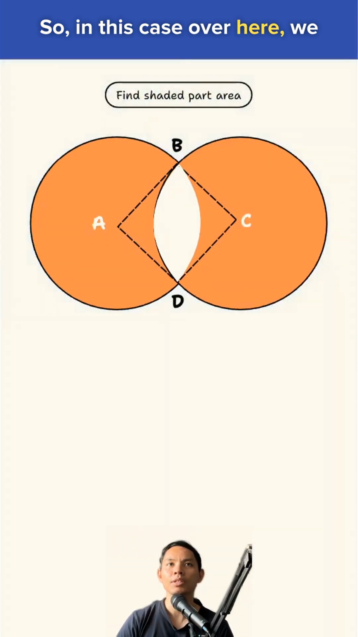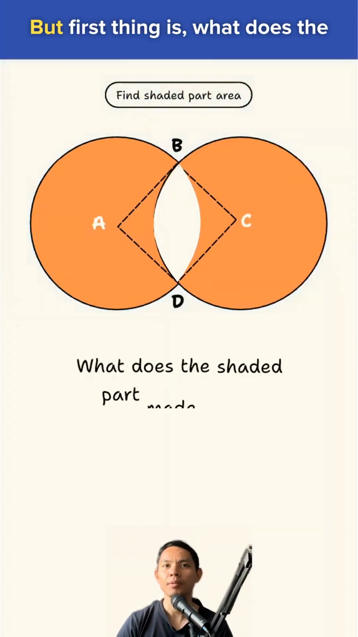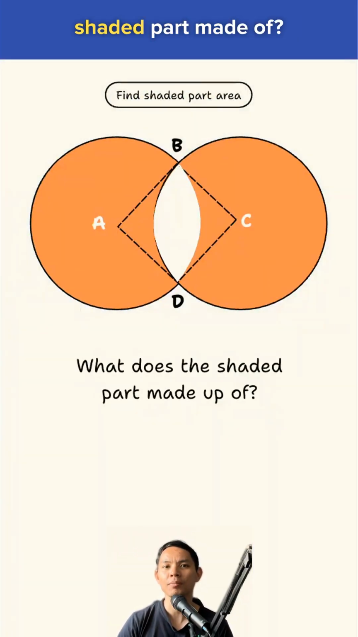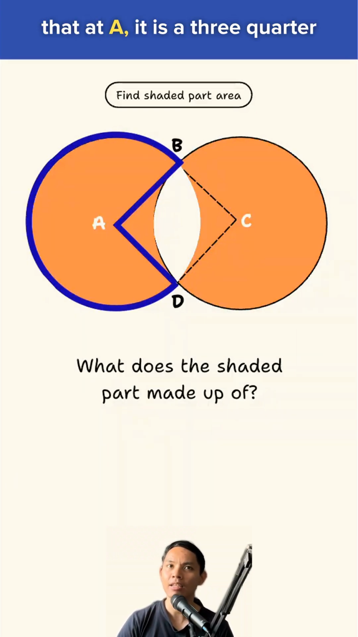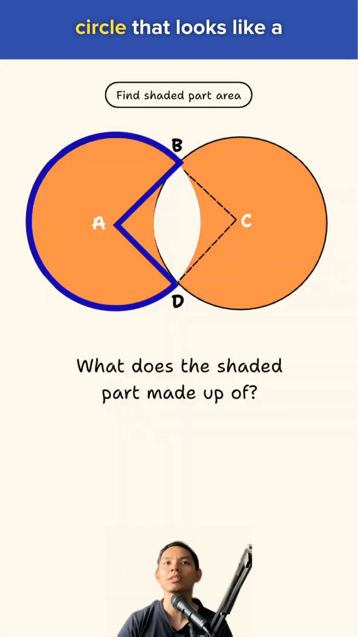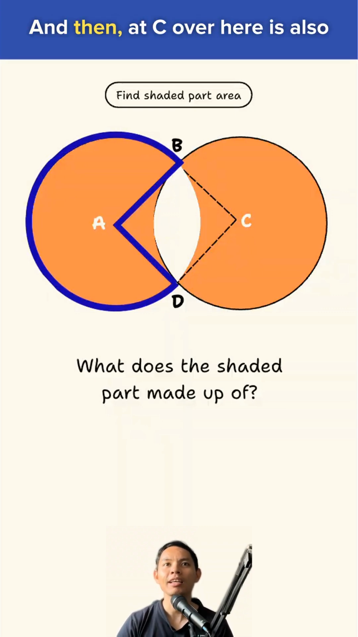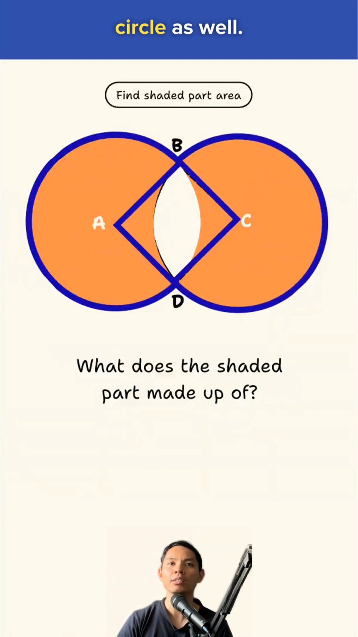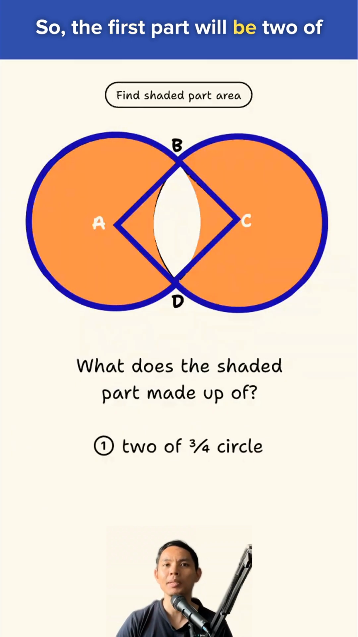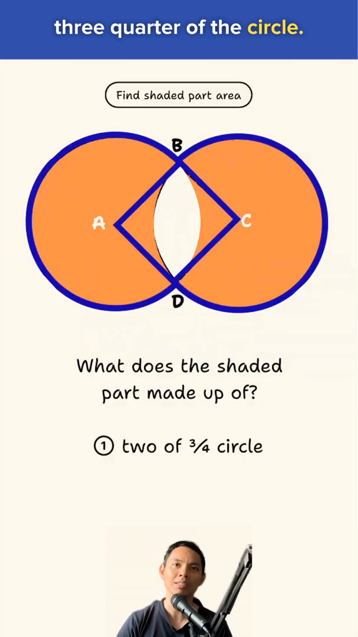So in this case over here, we want to find the shaded part area. But first thing is, what does the shaded part made of? So in this case, we can say that at A, it is a three-quarter circle that looks like a Pac-Man. And then at C over here is also another three-quarter of a circle as well. So the first part will be 2 of three-quarter of the circle.